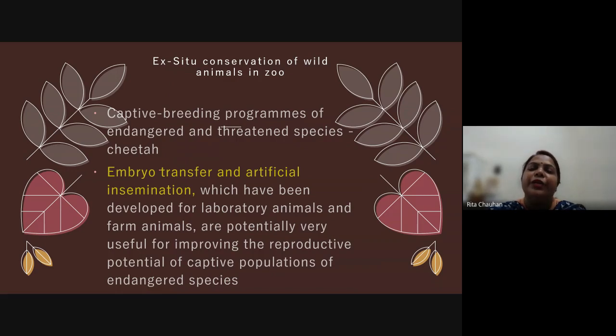Zoo is the area where the animals are kept, rare plants are kept, their population are increased with the help of different methods. Methods could be embryo transfer methods or artificial insemination methods, by which we can increase the population of this endangered species.